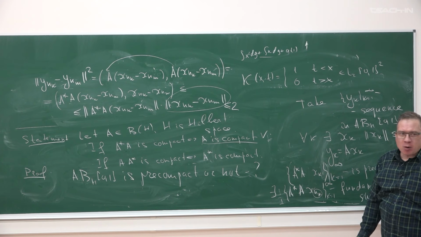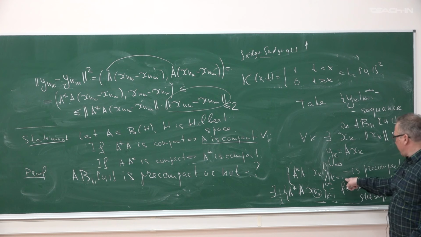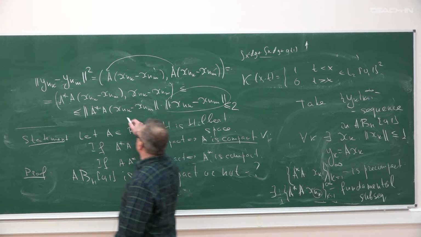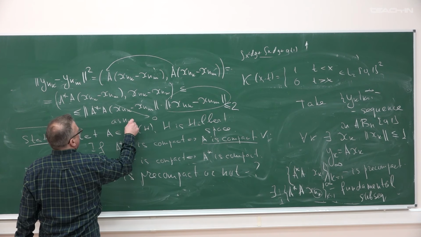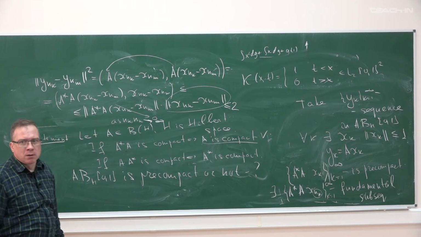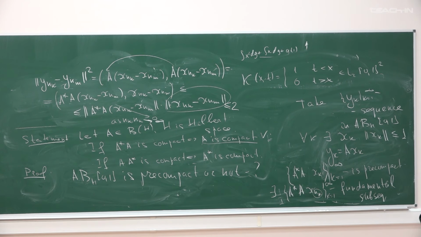And what can you say about the first factor? It goes to 0 because it is pre-compact, it is a fundamental subsequence. So this goes to 0 as n_k and m go to infinity. So we found a fundamental subsequence. So the operator is compact.